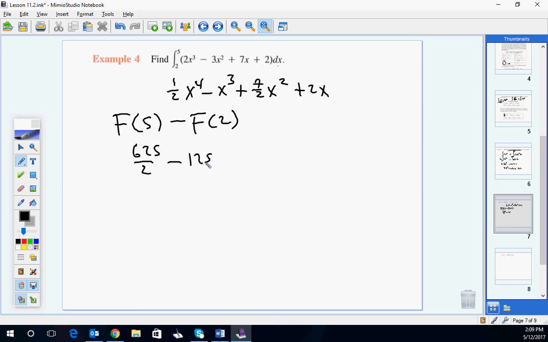25. 25 times 7 is 175 over 2. And then 5 times 2 is 10. So that's our first piece. That's our F of 5.